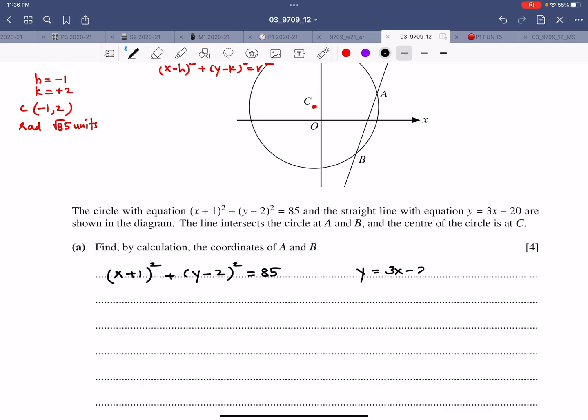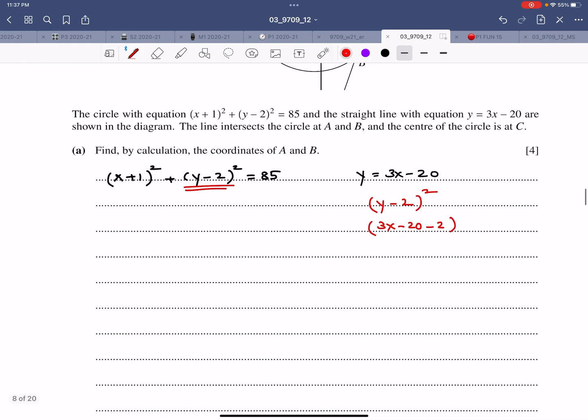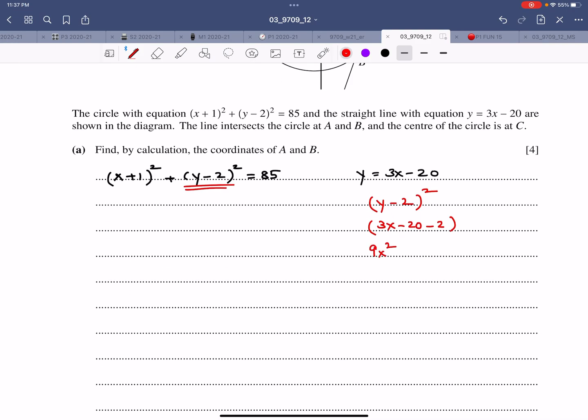So if I first simplify just this part: y minus 2, and this is 3x minus 20 minus 2, and the whole thing squared. When I expand it, this is something like 9x square, and 2 into 9 into 22. Let me get this right. So 2 into 9 into 22, and this is negative 396x. And 22 square, that's 22 into 22, that's 484. So this is what you get: 9x square plus negative 396x plus 484 minus 85 equals 0.